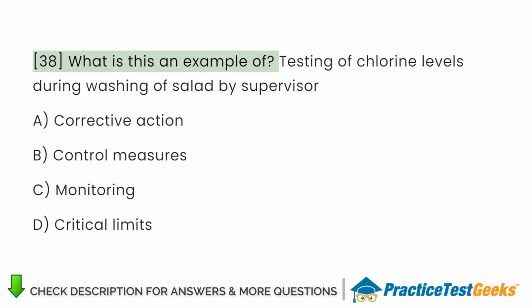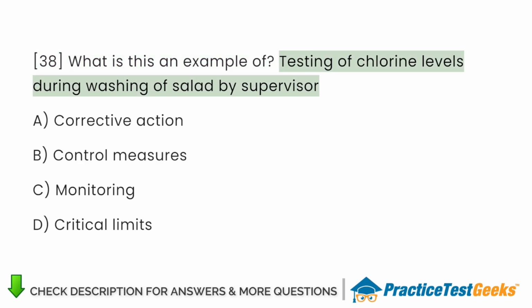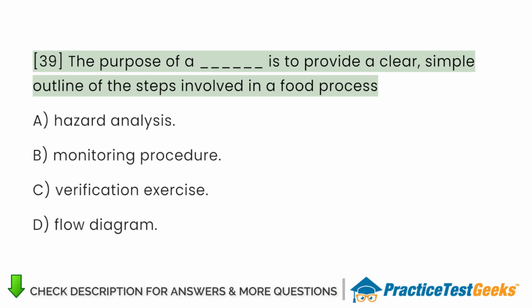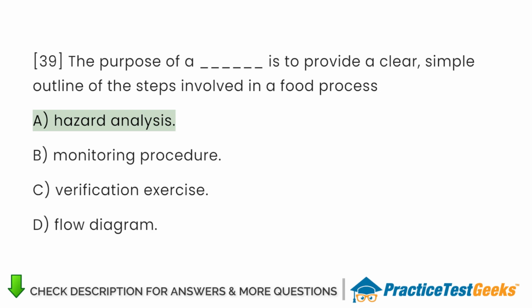What is this an example of? Testing of chlorine levels during washing of salad by supervisor. A. Corrective action. B. Control measures. C. Monitoring. D. Critical limits. The purpose of it is to provide a clear, simple outline of the steps involved in a food process. A. Hazard analysis. B. Monitoring procedure. C. Verification exercise. D. Flow diagram.